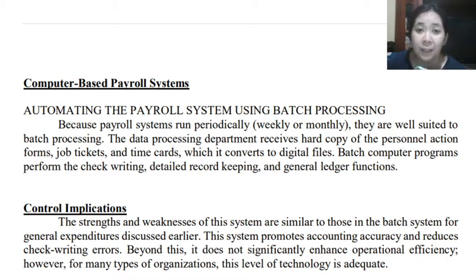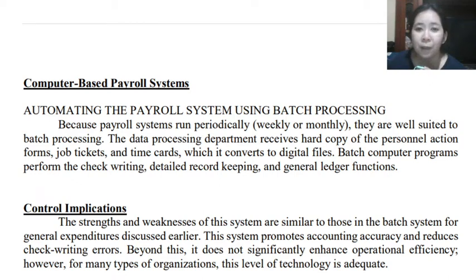by the department who receives the hard copy of the personnel action forms, job tickets, and time cards, which it converts into digital files. So meaning there are source documents in hard copy and they will encode it in a computer. Then batch computer programs will perform the check writing, the detailed record keeping, and the general ledger function. So this will replace the work of the different departments and personnel in a manual system.